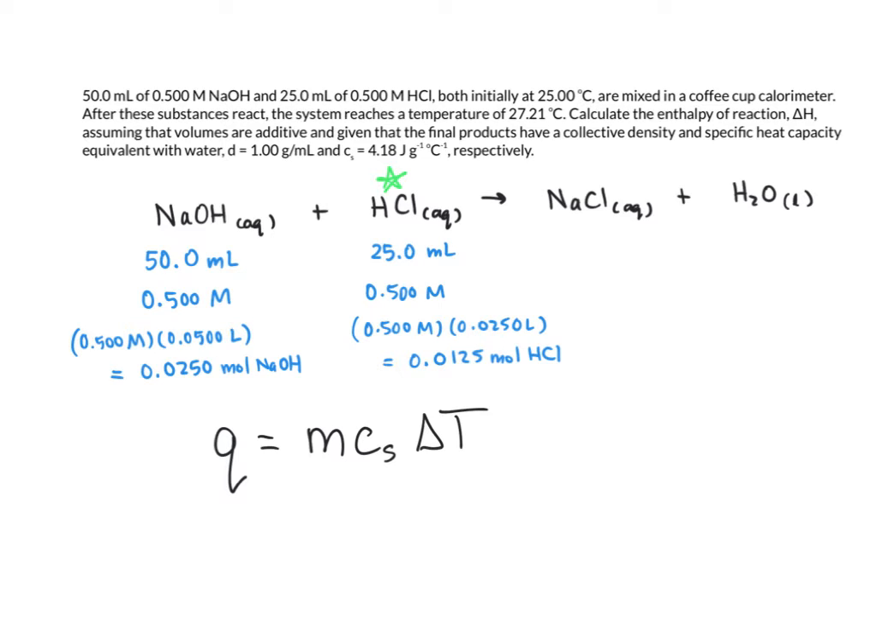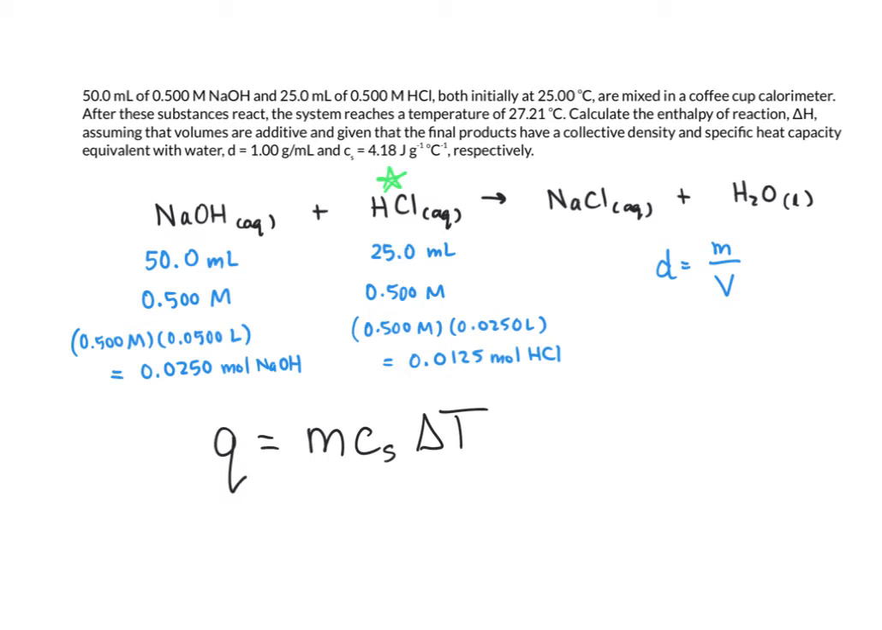Notice that we have a specific heat capacity listed in our problem. We know a change in temperature because we know what a final temperature that this reaction reached was in comparison to the initial temperature of both of our reactants, sodium hydroxide and HCl. We need only to figure out what the total mass of our overall mixture is. Remember that we can use density to this purpose because density is equal to mass over volume.